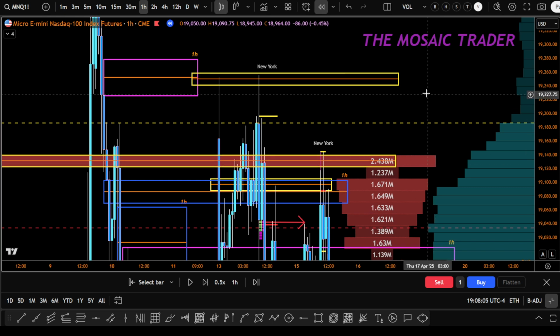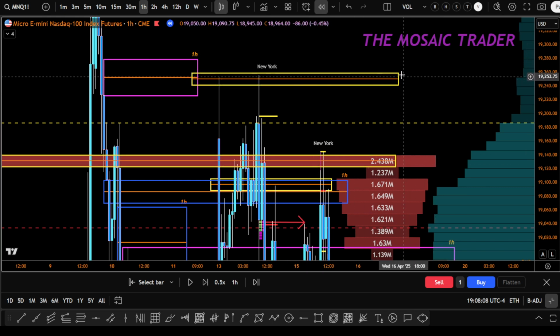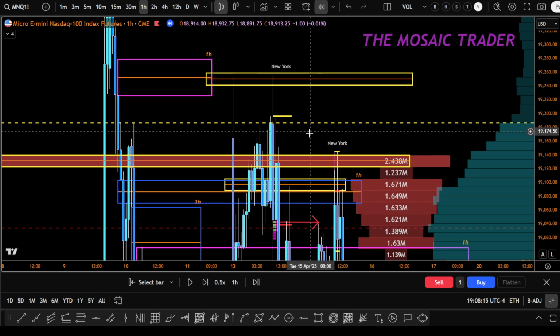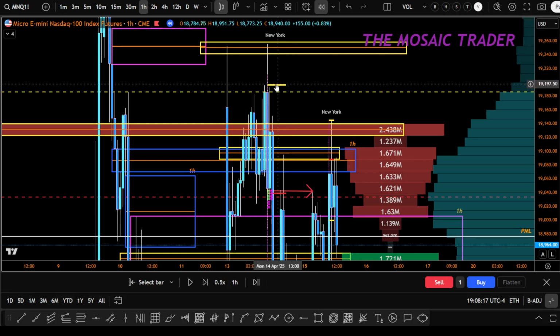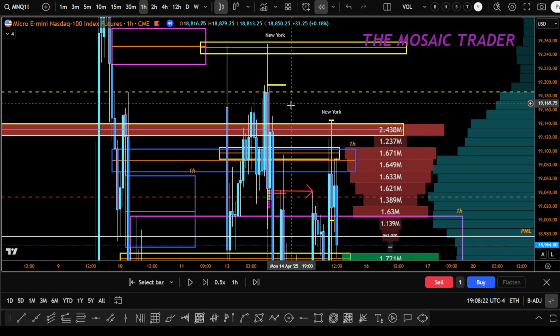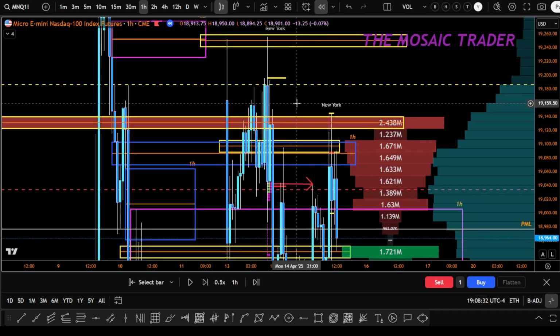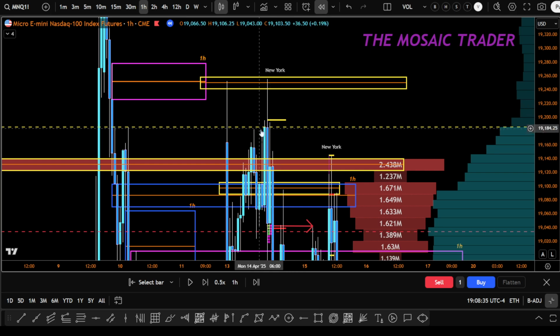Later on you will see red rectangles like this. They're larger and those are from the daily time frame. And then you will see these are just value area highs, points of control, and value area lows of the New York session. Again, just another volume profile that I use, another indicator that I use.